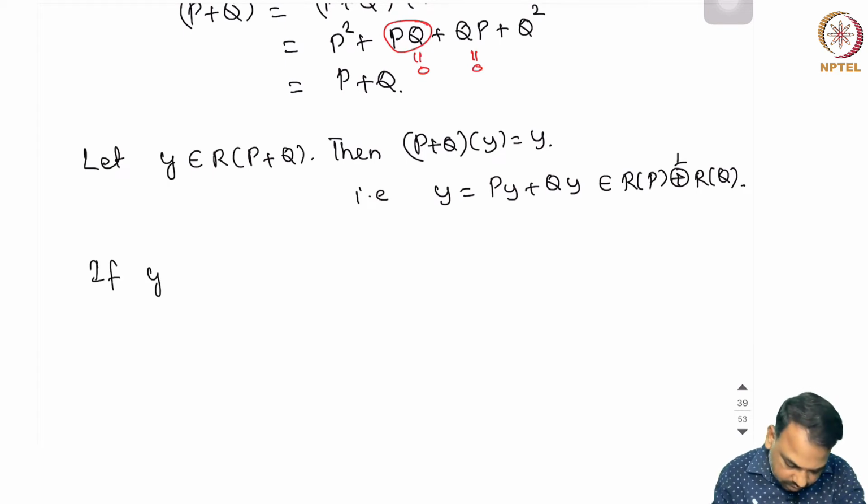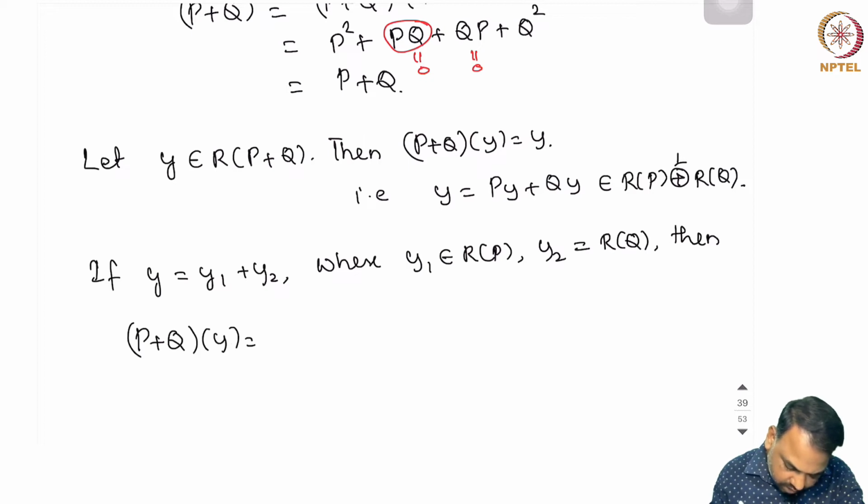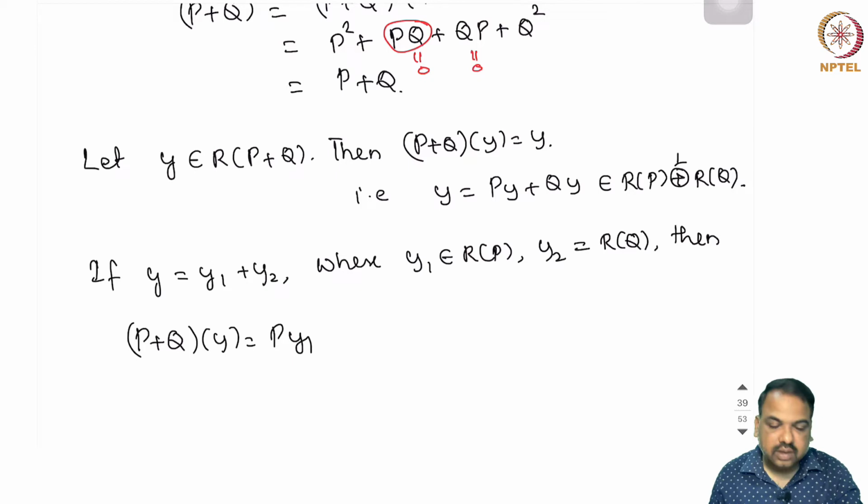Now on the other hand, if you take y equal to y1 plus y2, where y1 is in range of P and y2 is in range of Q, then we can say that if you look at P plus Q of y, this is Py1 plus Py2. Py2 is 0 because y2 is coming from range of Q, that is part of null space of P. So this we can say that this is Py1 and that is Qy1 plus Qy2.